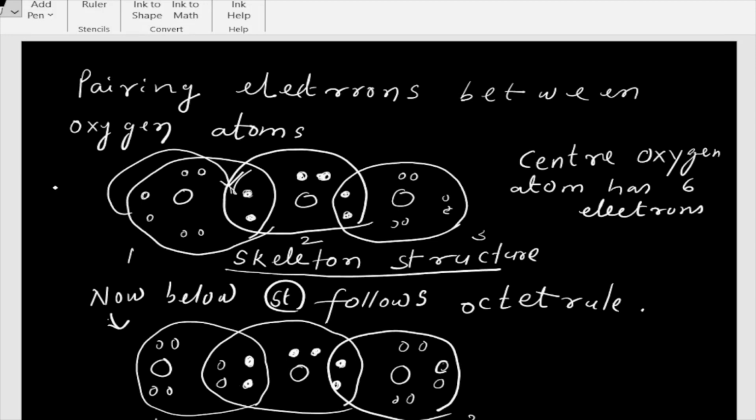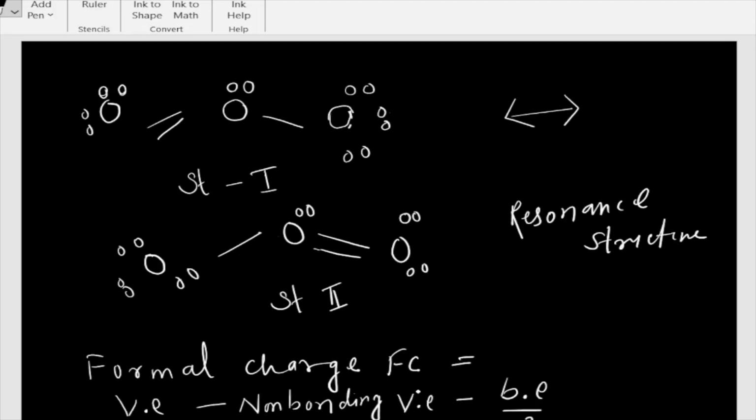If instead of this one, you say the electrons flow from here instead of here, then what happened? This side becomes a double bond, or you can say two pairs of electrons having 2 bonds. Now you can observe in the below structure, when the electrons flow from here to here, now 6 electrons are there. So from here to here, a double bond is present, and this side a single bond.